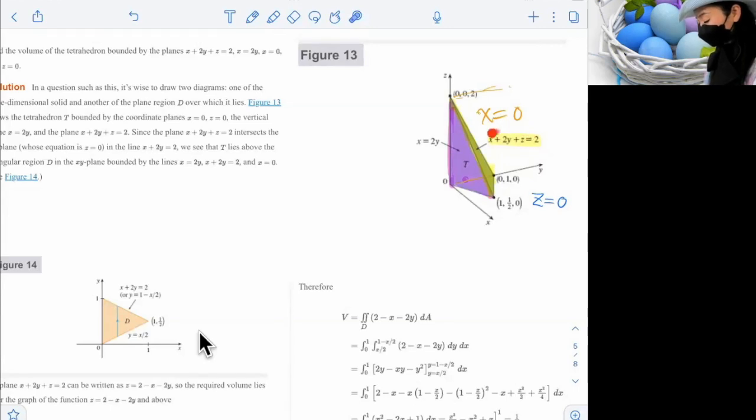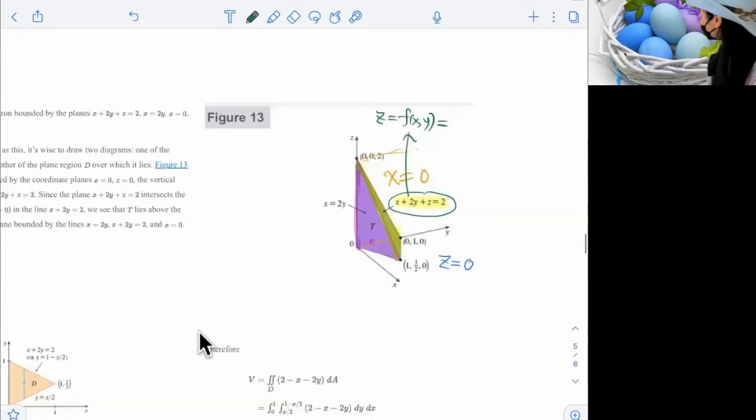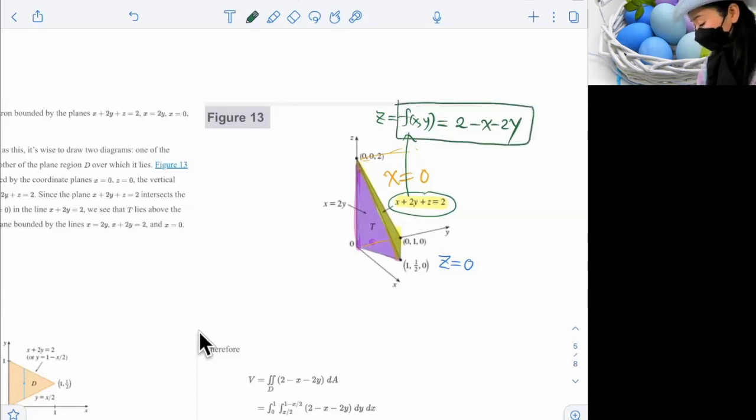From here, we should express the z here as a function of x and y, right? Okay, so from this, we'll have z as a function of x and y. And what does it equal to? We can just isolate z, right? Z is equal to what? 2 minus x minus 2y, right? And that's the function, right? That's the function you're going to integrate.